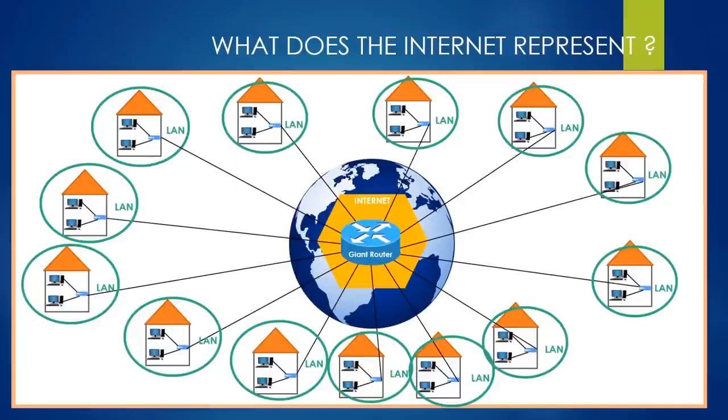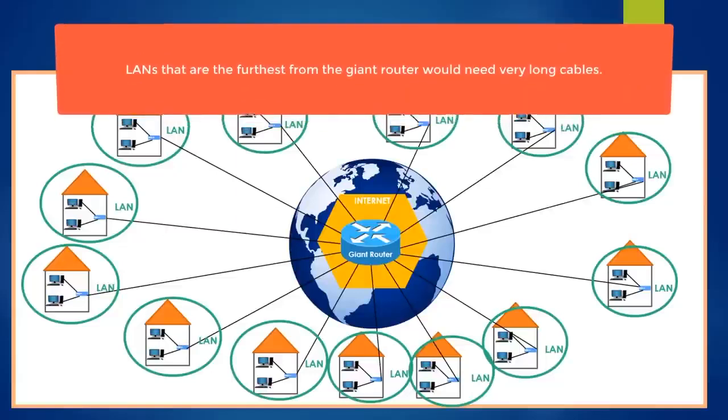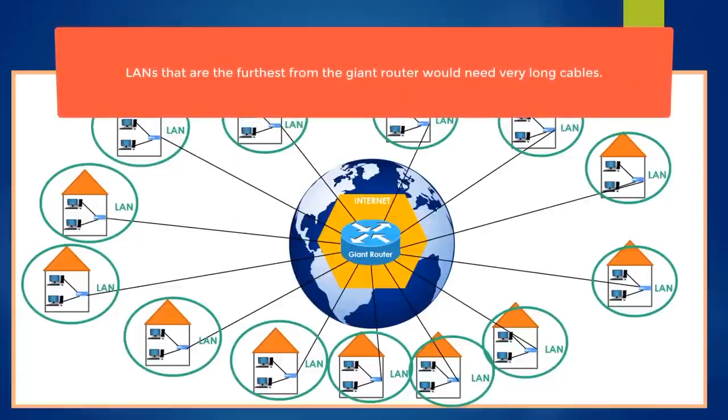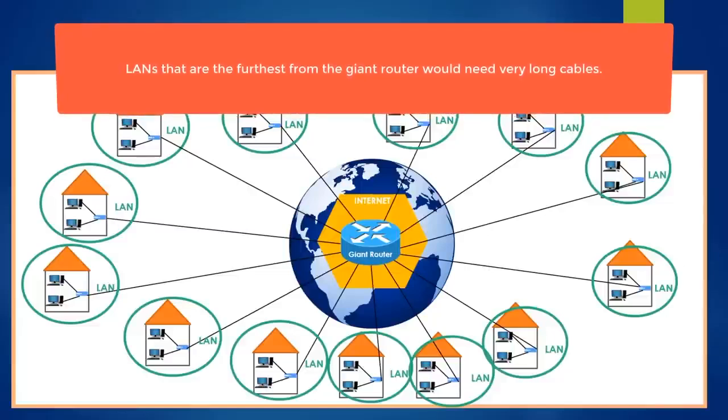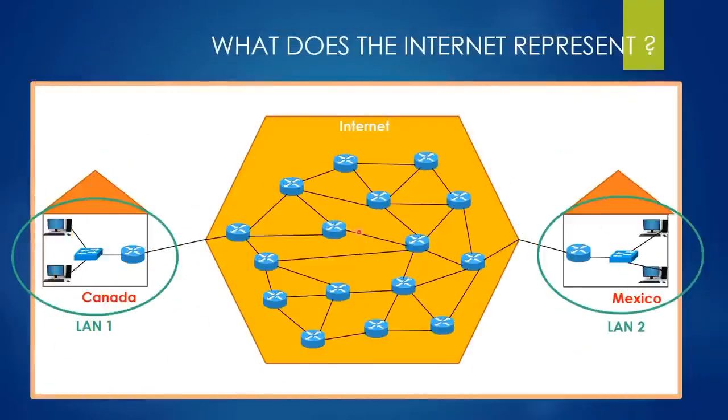And so far, we have talked about two vital problems, but it isn't over. Another major problem is the cable length problem. Imagine how long the cable must be if there was only one giant router in the middle of the world. Especially LANs that are the furthest from the giant router would need very long cables. This is obvious, right? Therefore, this design is a very problematic design. And the solution for all these problems is this distributed structure all over the world.